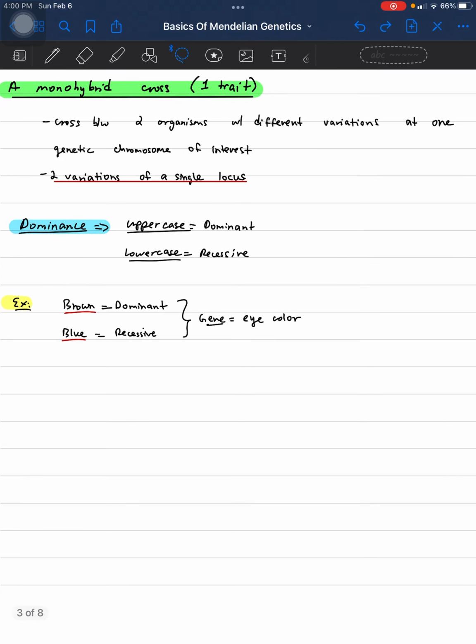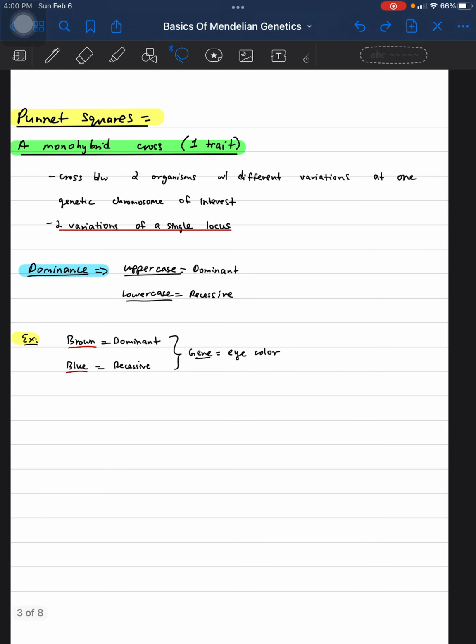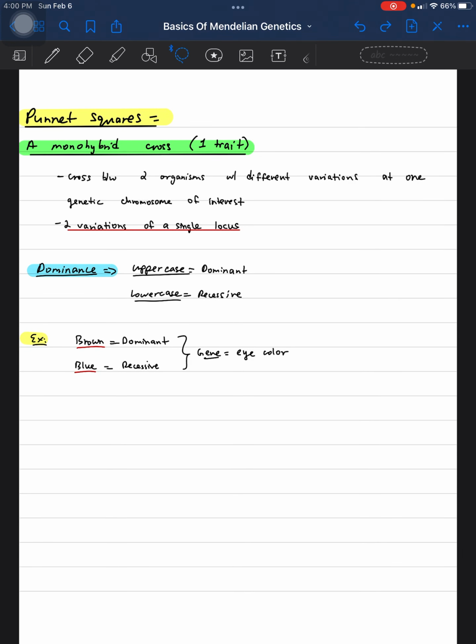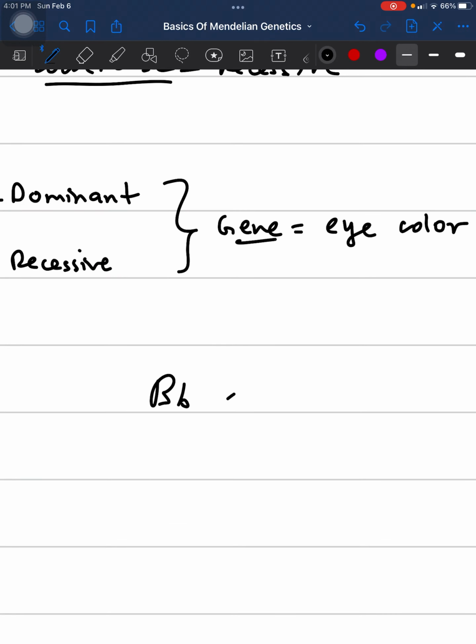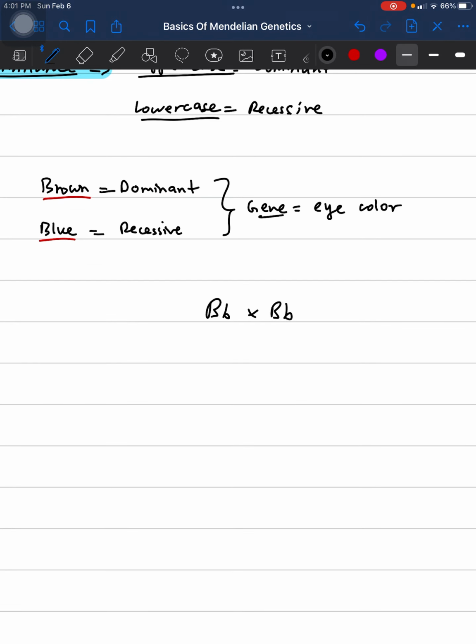So let's do that. The best way to understand Punnett squares or any other applications is doing examples. I gave an example right here where brown is dominant and blue is recessive. Once again, these are alleles, and the overall gene is eye color. So let's say we cross two heterozygous individuals, heterozygous meaning two different alleles, so it's big B little b times big B little b. One of these individuals is the male, or the father, and the other is the female, or the mother.